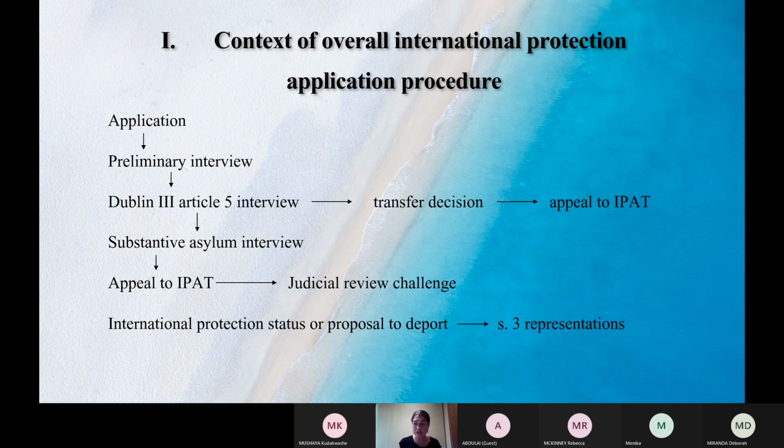If all of that is unsuccessful, if the person gets a refusal decision after all of that, what's called, and we'll get to the nuances of this later, it used to be a Section 3 proposal to deport. Now it's a Section 49 proposal, and you can make representations, and it's a Section 51 proposal to deport, but I'll get to the differences between the two later on. And then a person can make representations as to why they should be allowed to stay in the state, even though they haven't been granted asylum.